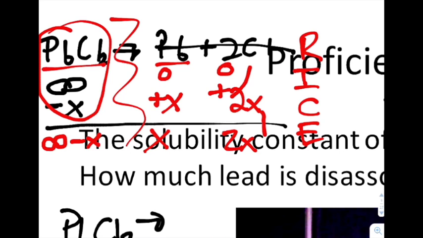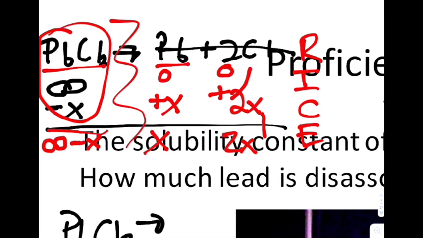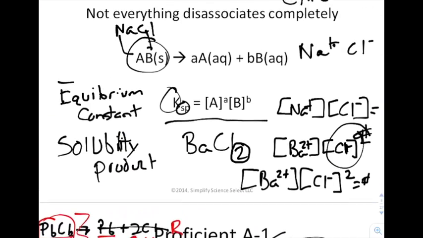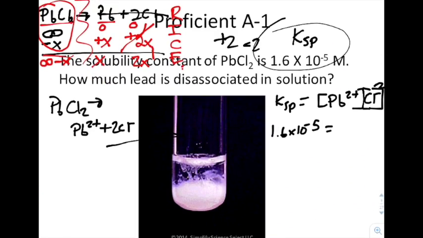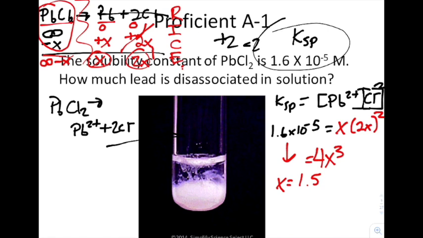Okay, so now once you know that, let's zoom back out. You have X and 2X as your equilibrium values. But remember, this 2X value that represents the chlorine is a squared value. So X times (2X) squared is 4X cubed equals 1.6 times 10 to the minus fifth. At this point, you do the math, you divide by 4, you take the cube root, and you get X equal to 1.59 times 10 to the minus second, and that's your X value.